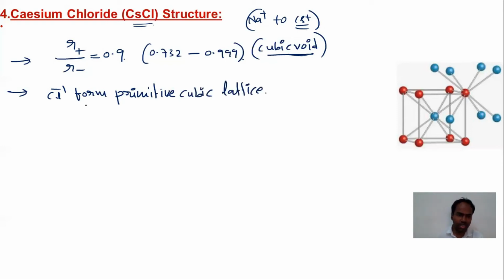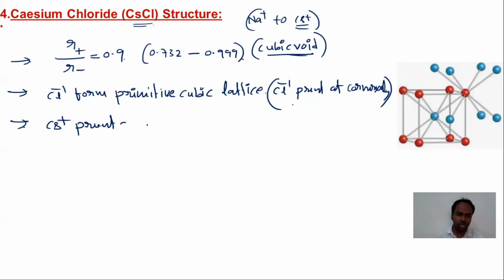Nothing but the Cl minus ion present at only corners. So Cl minus present at corners only. So what about Cs plus? Cs plus present at the center of the cube. So that is the position of the cubic void, the center of the cube.